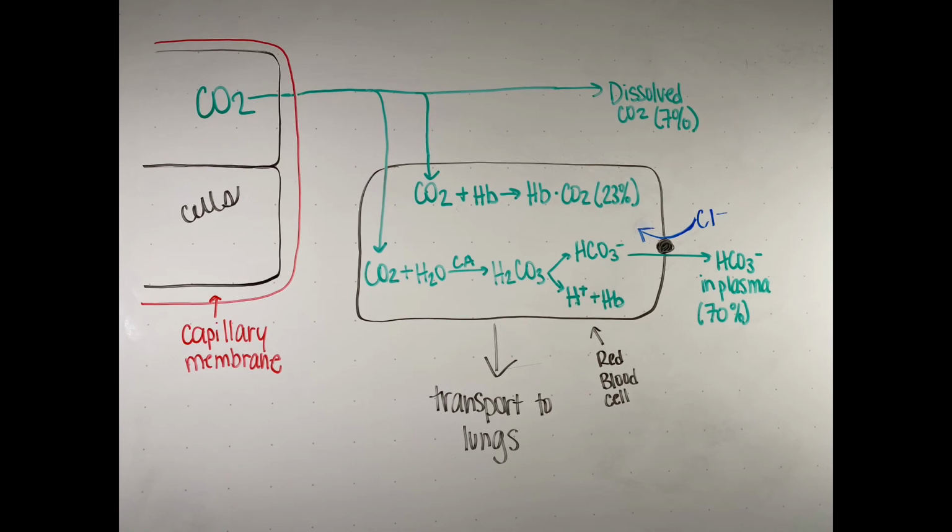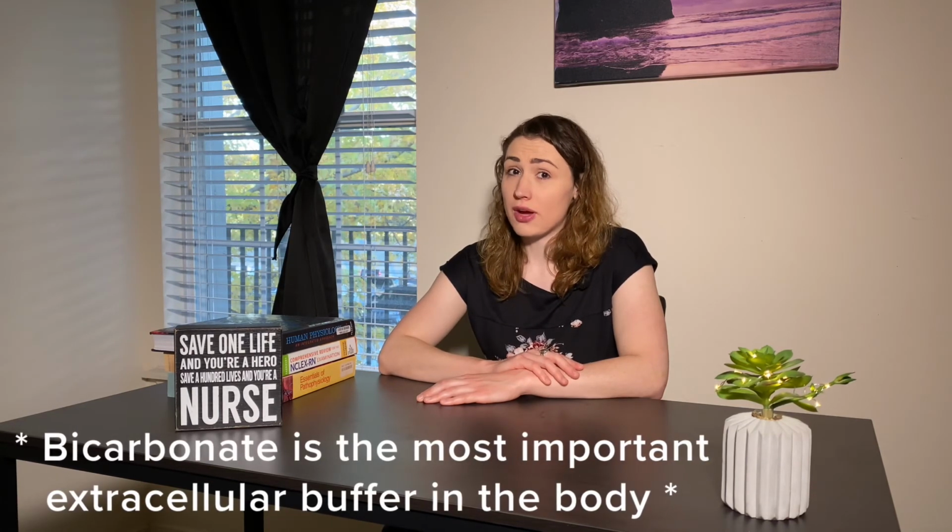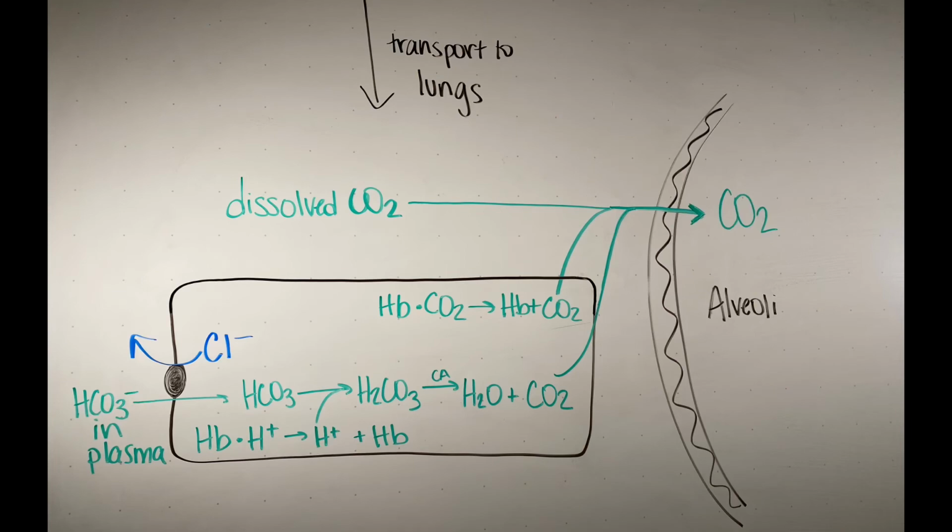Okay, so the bicarbonate that's now in the plasma acts as a buffer to moderate pH changes. And here is another gold star concept. Bicarbonate is the most important extracellular buffer in the body. So now carbon dioxide is transported to the lungs.